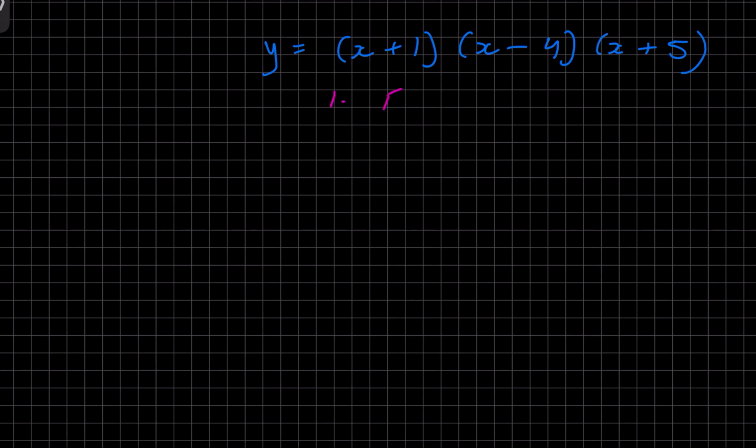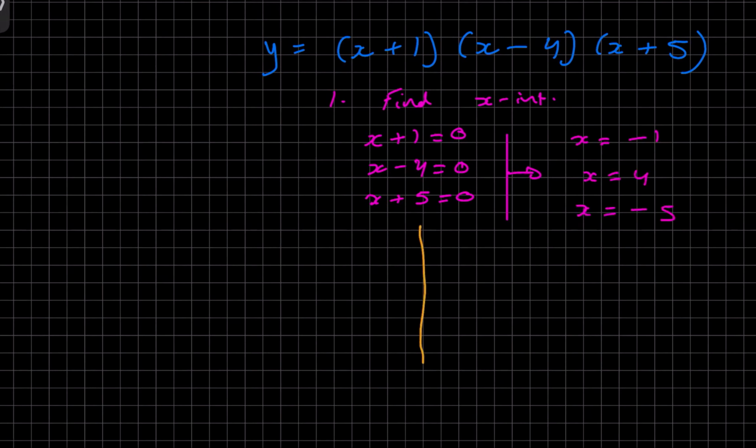First step, find your x-intercepts. Hopefully you were able to use the null factor law to find these three equations that will help us find the x-intercepts. Solving for x in each of these should give us x equals -1, x equals 4, and x equals -5.